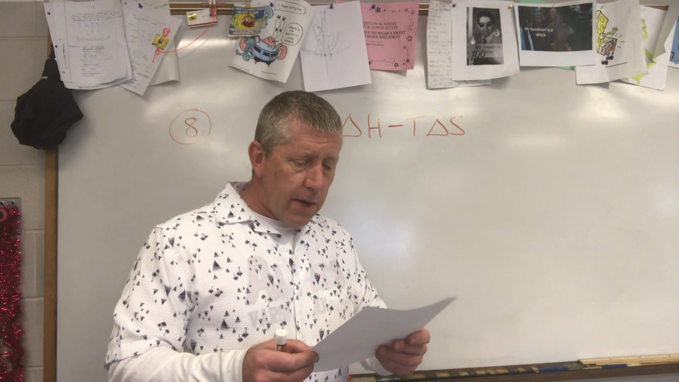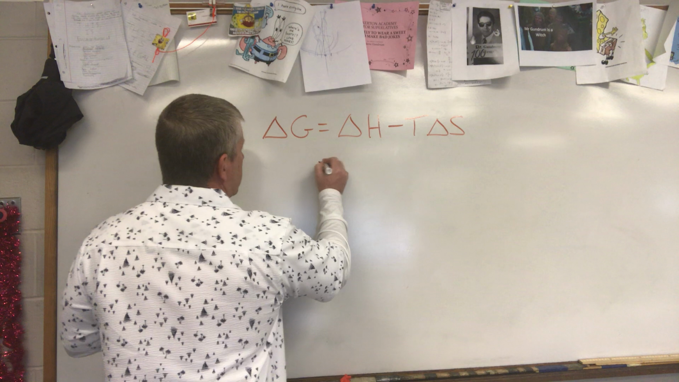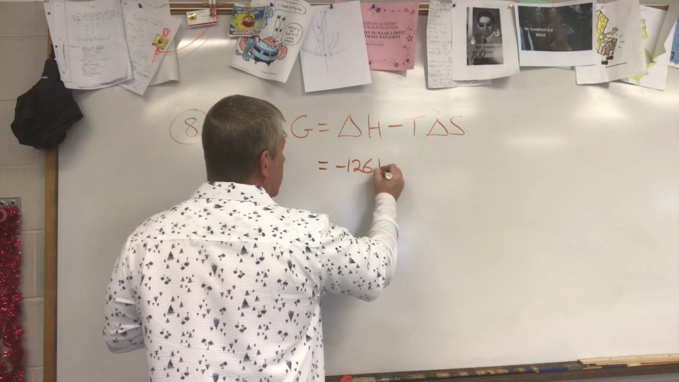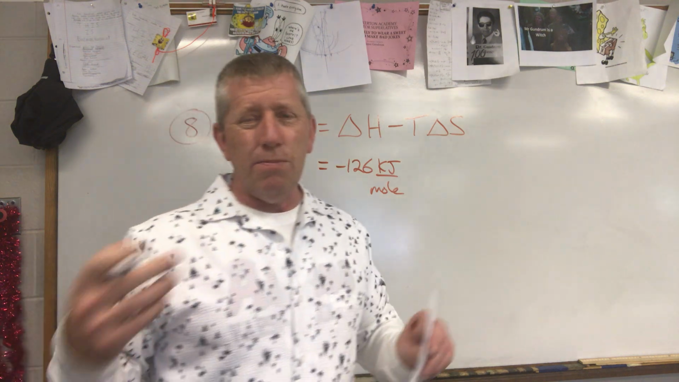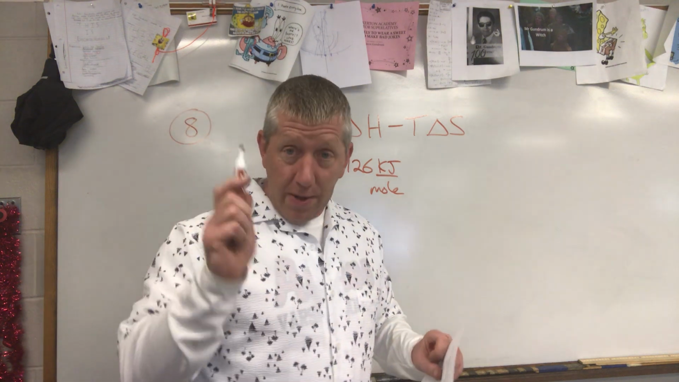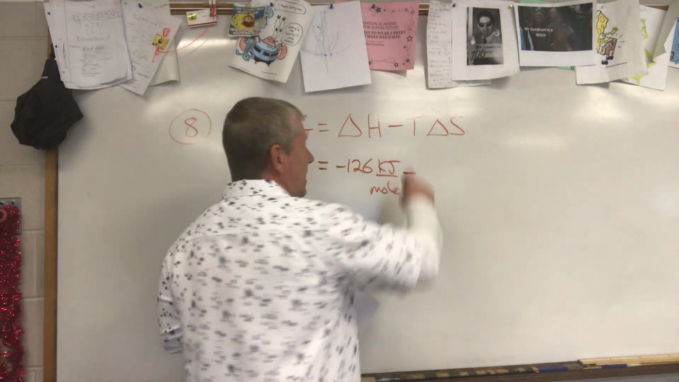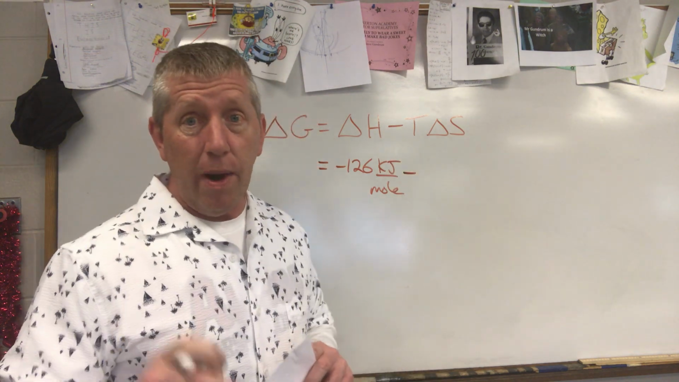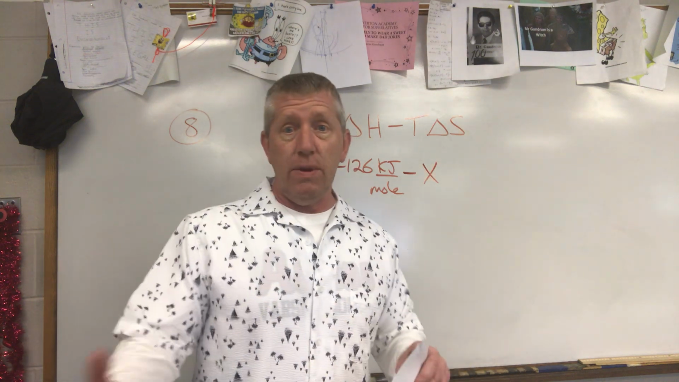A. Figure out what temperature this reaction would become spontaneous at, given the following values. Delta H is negative 126. So delta H, negative 126 kilojoules per mole. Now, typically when I do a lot of my problems, I don't put the units in to save some time and marker. But I'm going to, because this is going to show you something important. Minus T. We're trying to solve for the temperature here. So I'm going to put an X in for that. Leave it as T if you want.